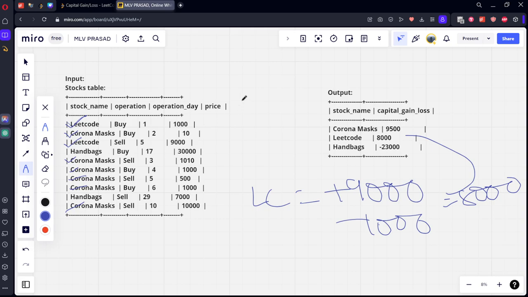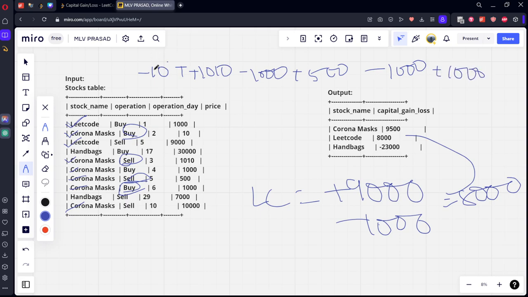Similarly, Corona Mask has 6 rows. Corona Mask buy means minus 10 rupees. Again plus 110. This is minus 10. This is sell, so that is a plus. Again buy minus 1,000. Again sell plus 5,500. And again buy minus 1,000. And again sell, 10,000. If you see, these things cancel each other: 500 plus 10 minus 10,000 minus 500 minus 500 plus 10,000, giving 9,500.